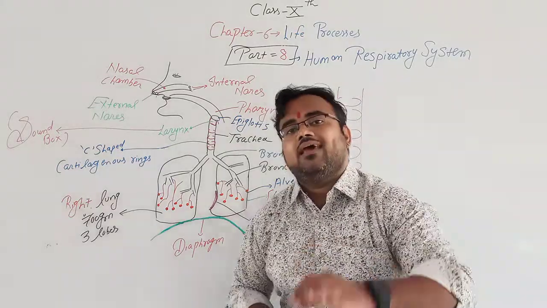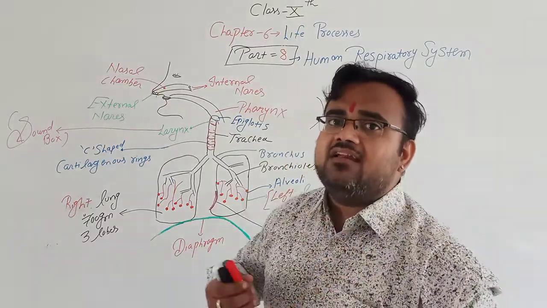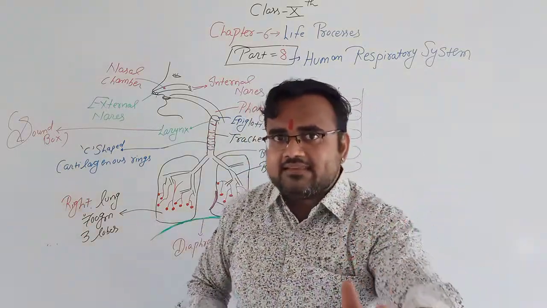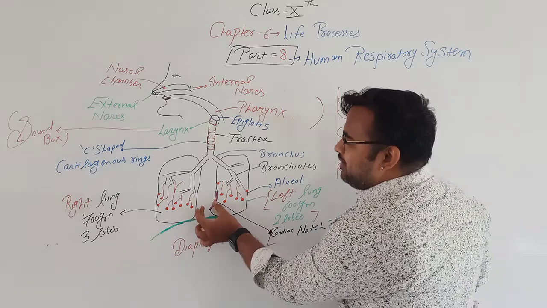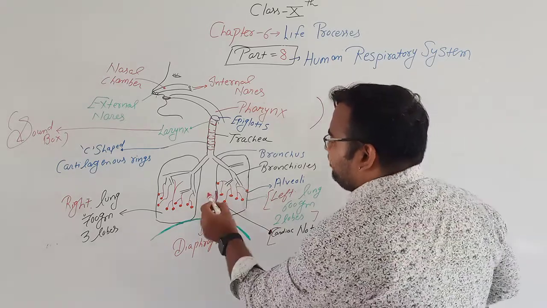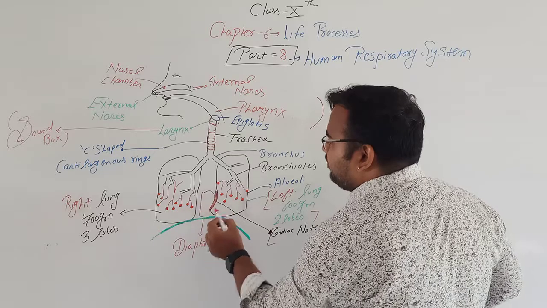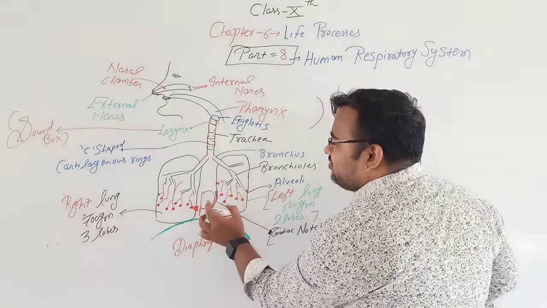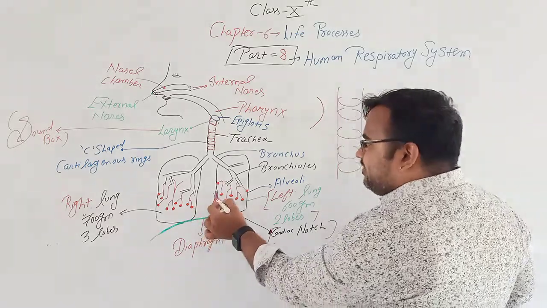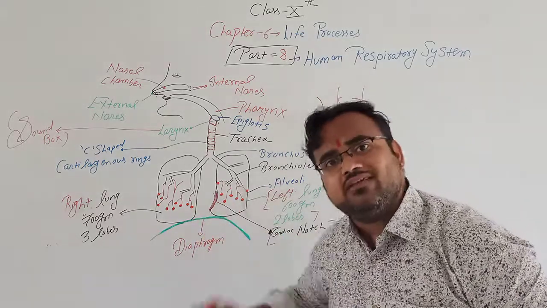Now, the question can arise: why is the right lung larger in diameter as compared to the left lung? So the answer is, see, here the heart is present. As we can see, the heart is present, so due to the presence of the heart there is a small notch. Therefore, it is known as the cardiac notch.